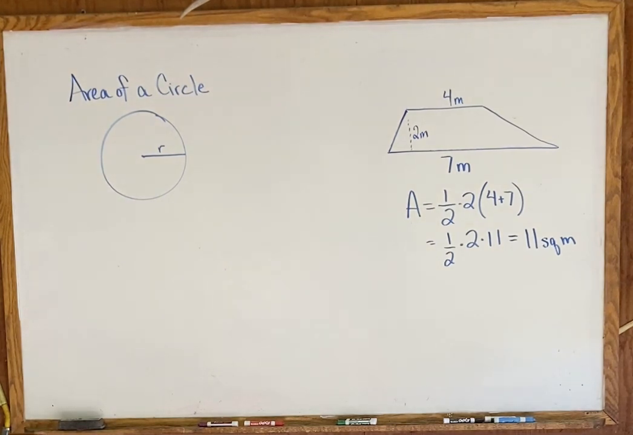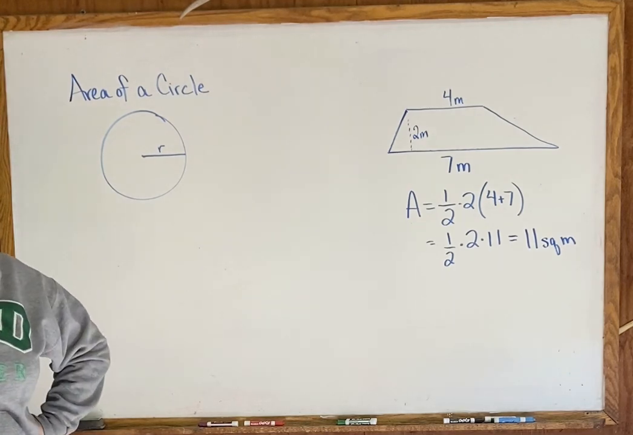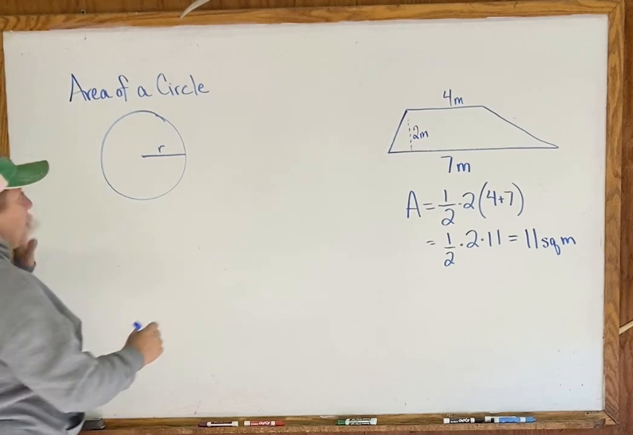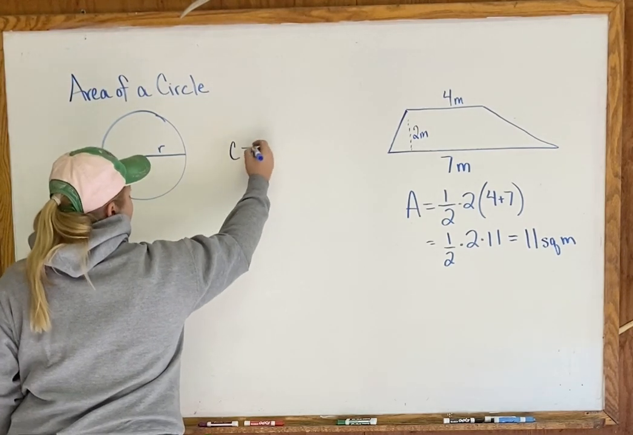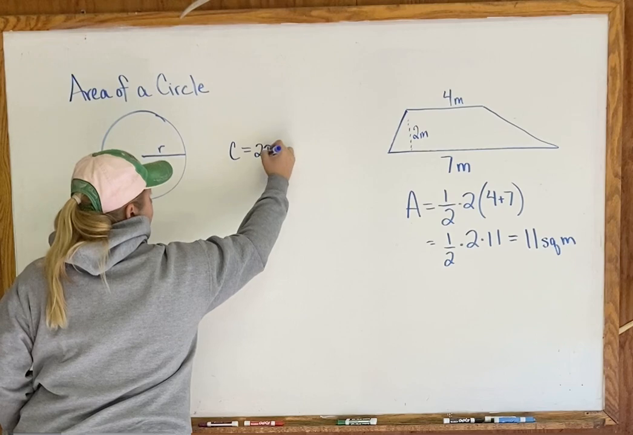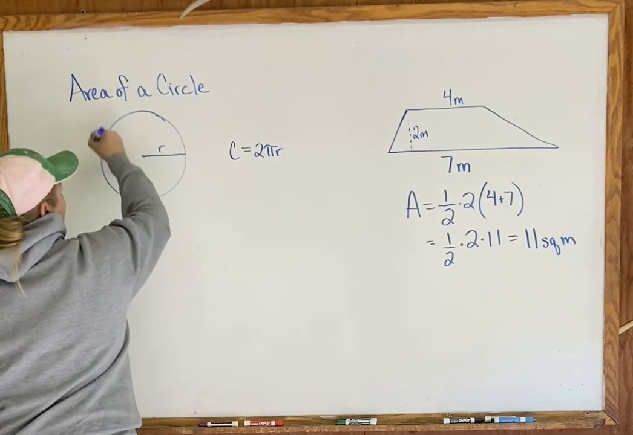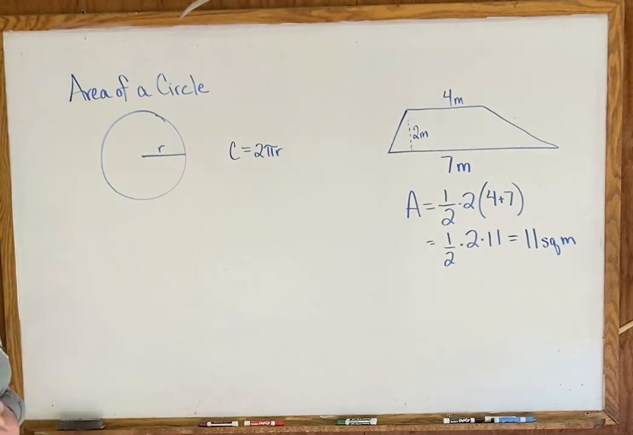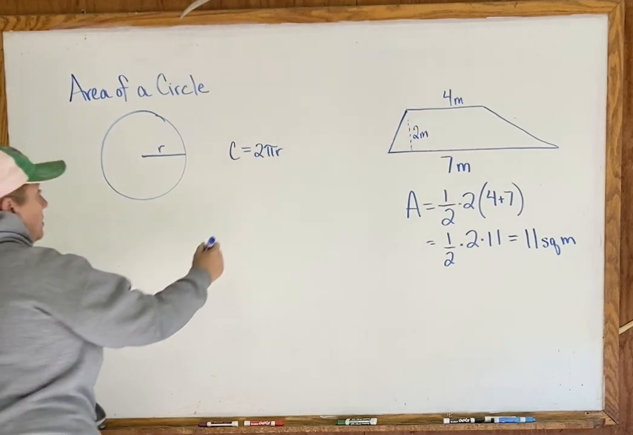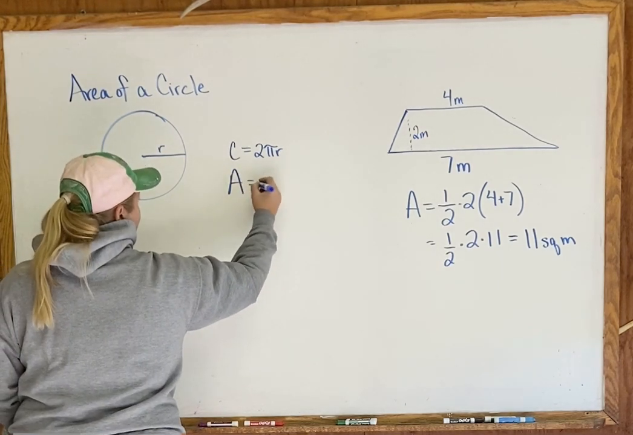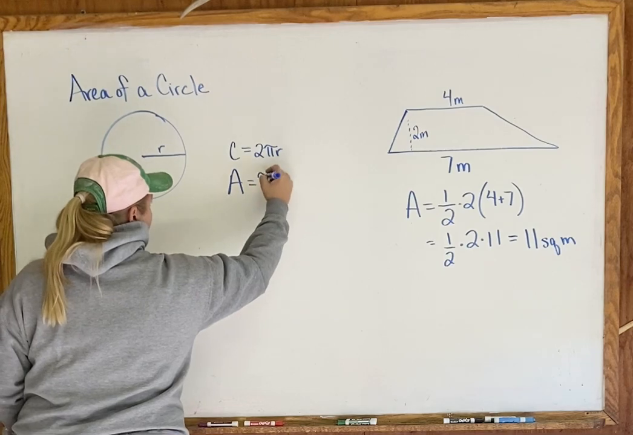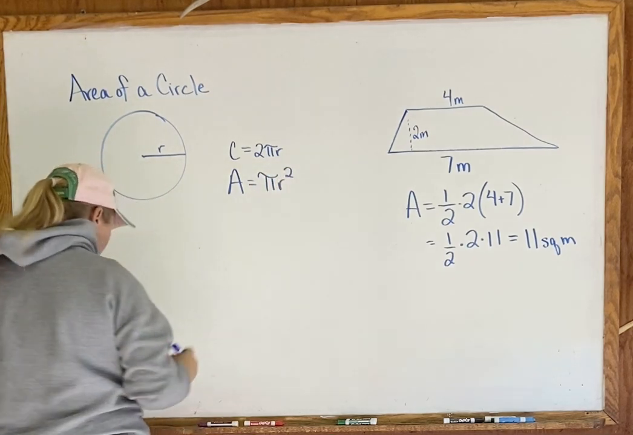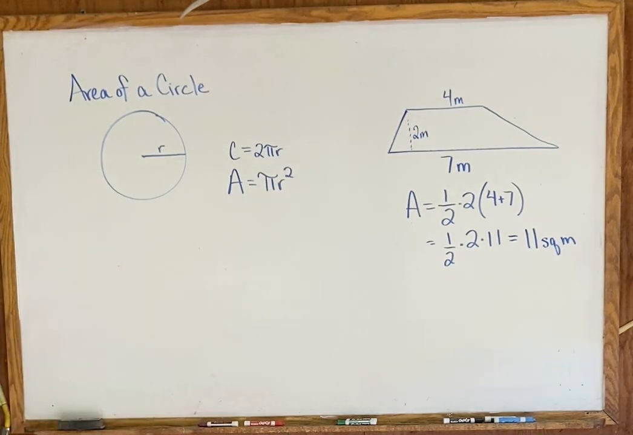Now, we talked about circumference last time, and we talked about how pi is involved here. So what I want you to do is to start with the circumference, and remember that our circumference is going to be 2 pi r. So remember, all the way around is going to be 2 pi r. Now, I'm going to tell you that the area of a circle is equal to pi r squared. But how do we come up with that?